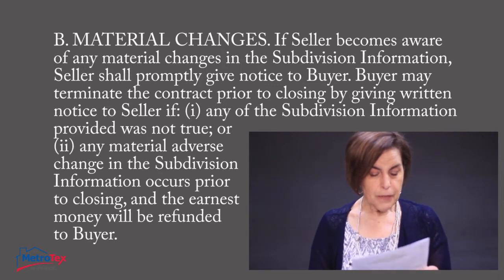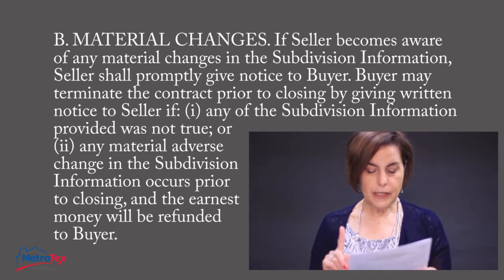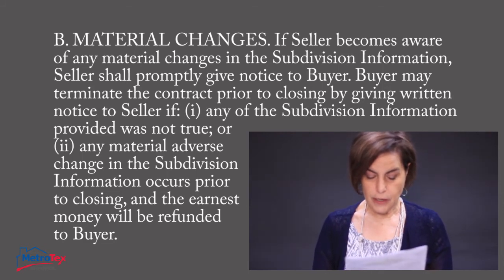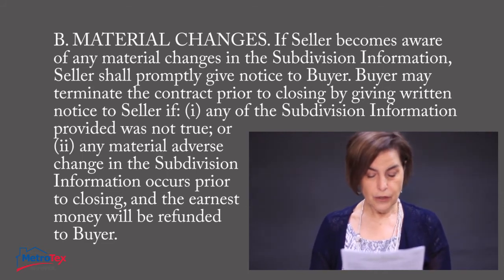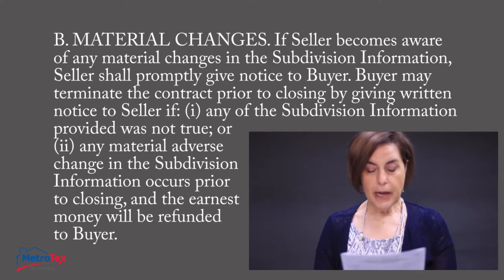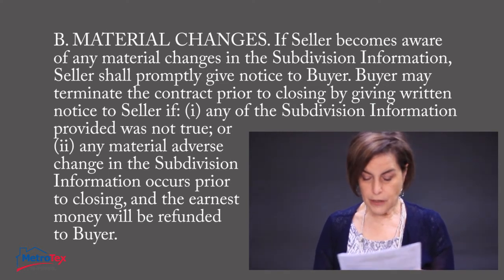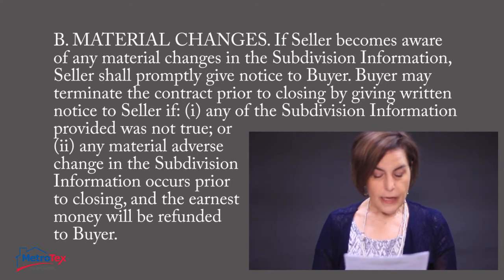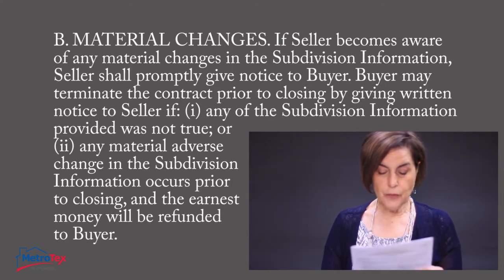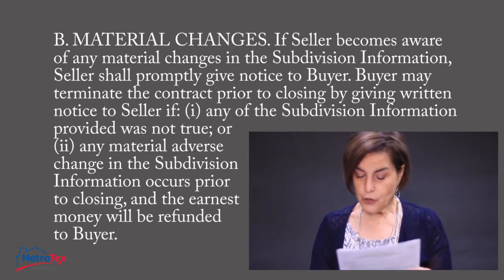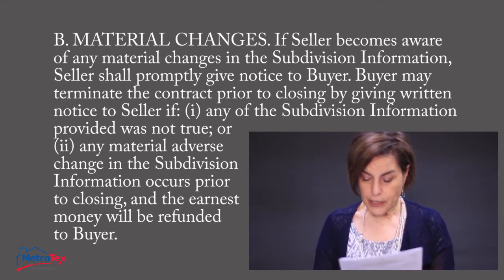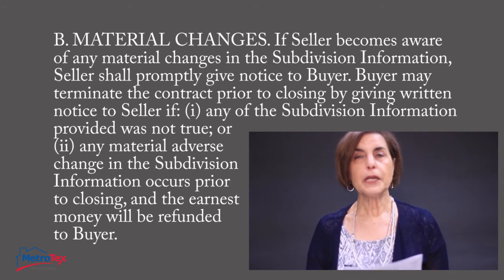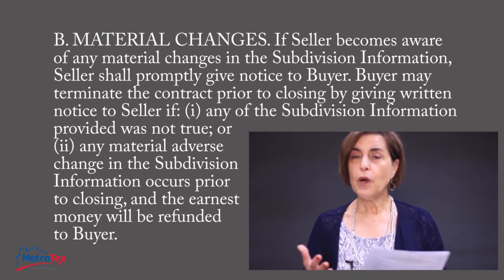B, material changes. If the seller becomes aware of any material changes in the subdivision information, seller shall promptly give notice to the buyer. Buyer may terminate the contract prior to closing by giving written notice to the seller if 1, any of the subdivision information provided was not true, or 2, any material adverse change in the subdivision information occurred prior to closing, and the earnest money will be refunded to buyer. Well, what might happen there?